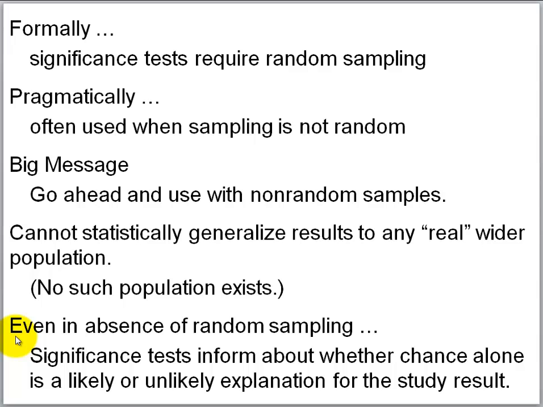Now, even though that's the case, the significance test with a non-random sample nevertheless informs you reliably about whether chance alone is a likely or an unlikely explanation for your study result. So it still tells you, in your particular sample, that is with the particular people in your study, is chance a likely or an unlikely explanation for the study result. And that's the most important information that significance tests reveal. And that's why you should indeed carry out significance tests with non-random samples.